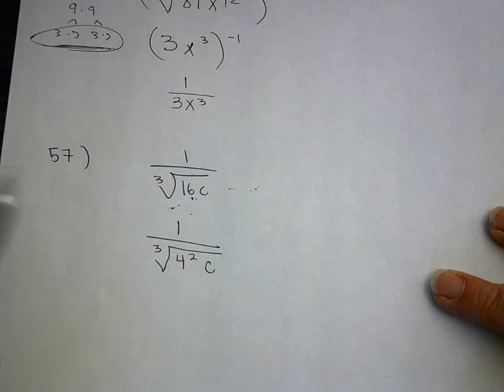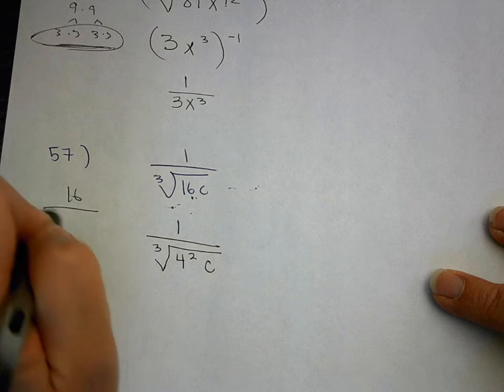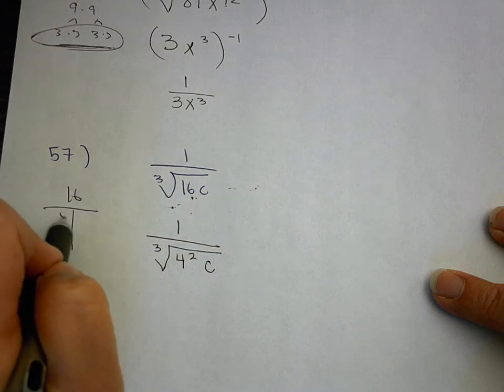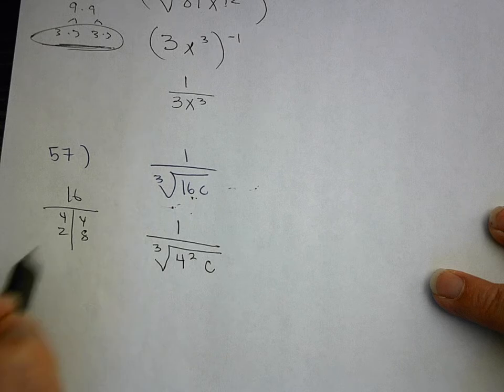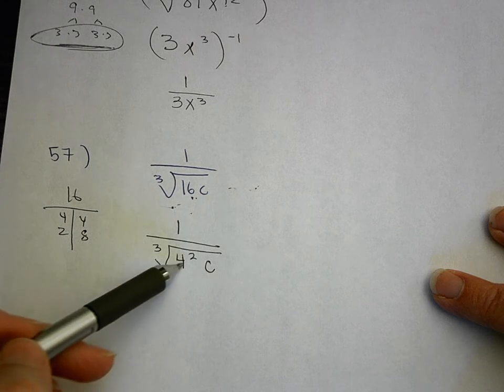Now, I could also do 2 to the 4th, right? Because 16 breaks down as a lot of things, right? So it's 4 times 4, 2 times 8. It can also be 2 to the 4th. So there's a lot of things I can work with on 16. But in particular, what I want to pay attention to is that I have 4 squared here.